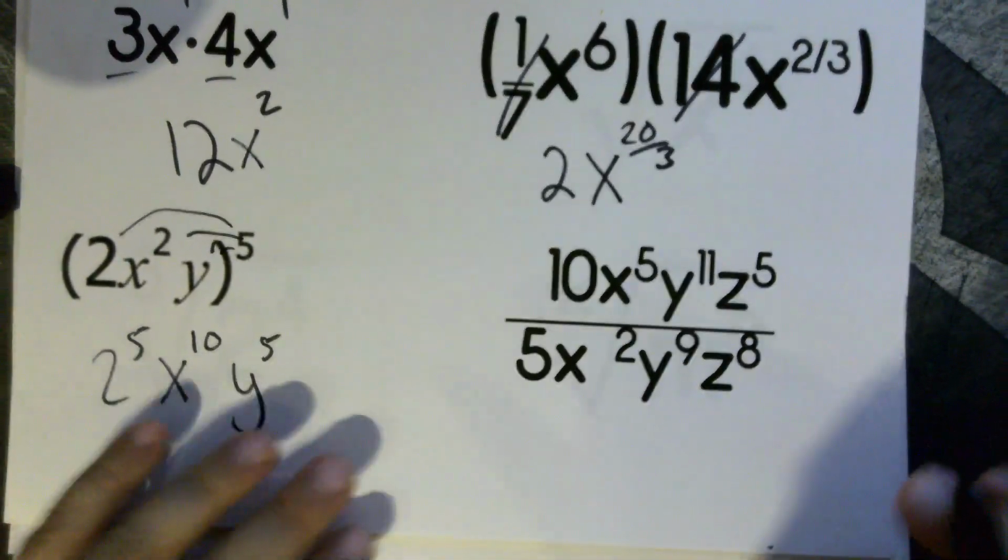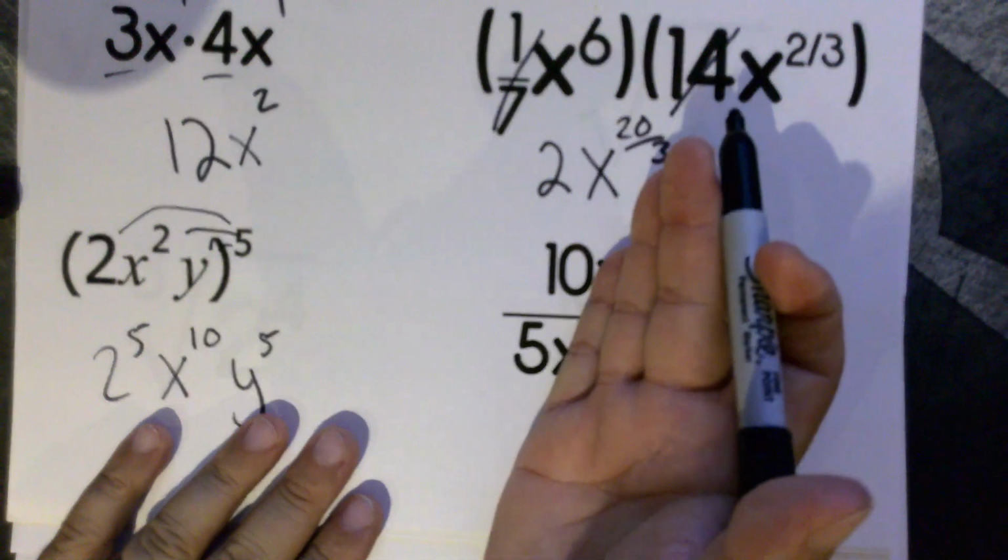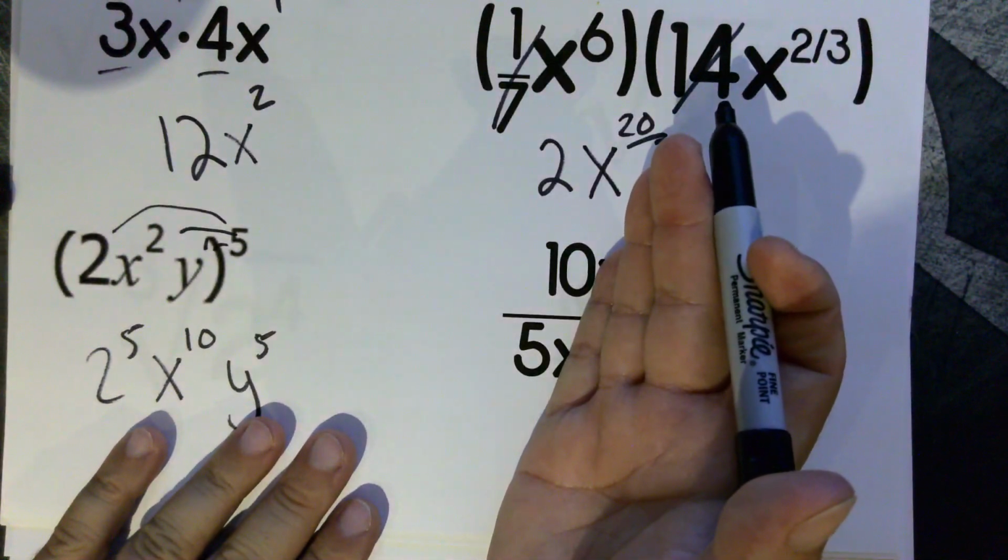Okay, and finally we're going to do the quotient rule here, and again, we're just going to do 10 divided by 5, we know what that is. 10 divided by 5 is 2.